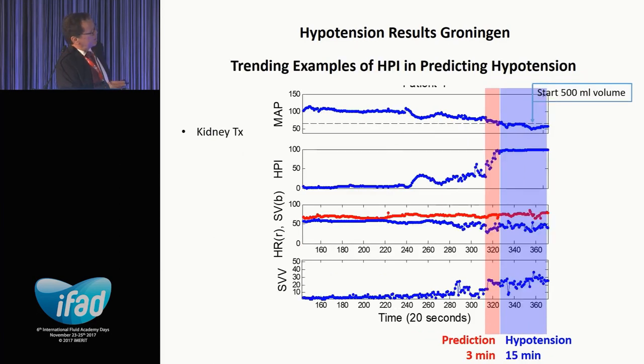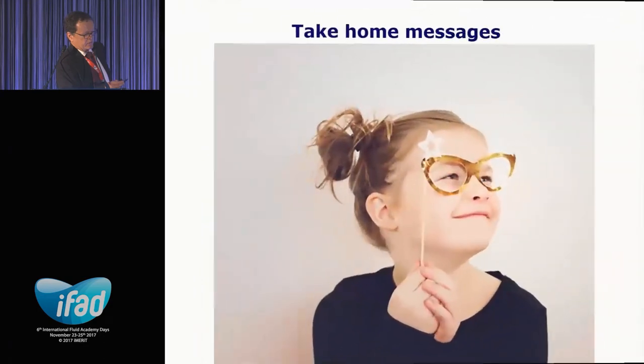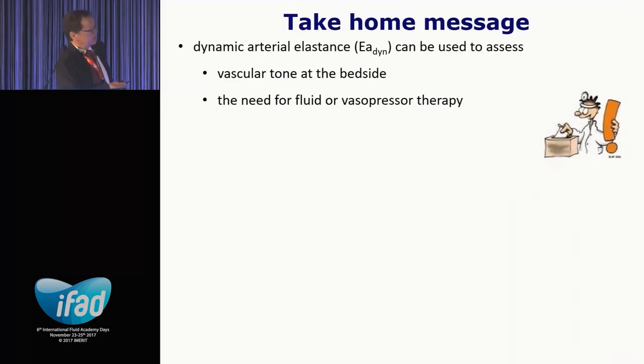And this is another case, a kidney transplantation, and here again the prediction was only 3 minutes, and it took, in this case, 15 minutes to correct this hypotension by volume infusion. So if you can prevent this time, you might have some benefit for your patients. With that, I come to my conclusions.